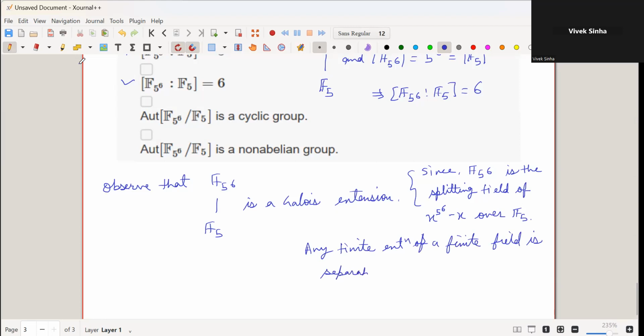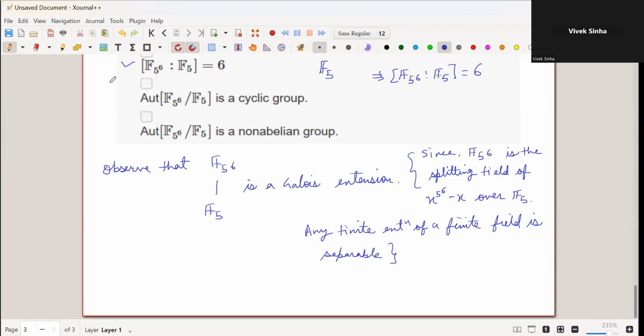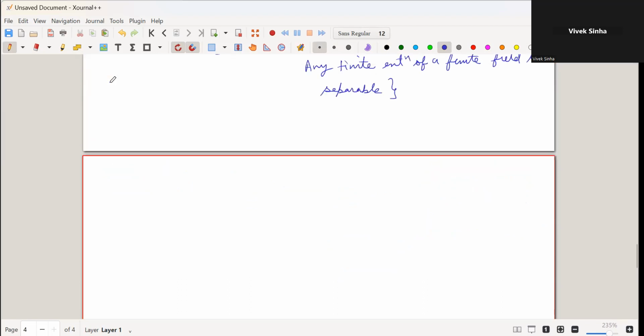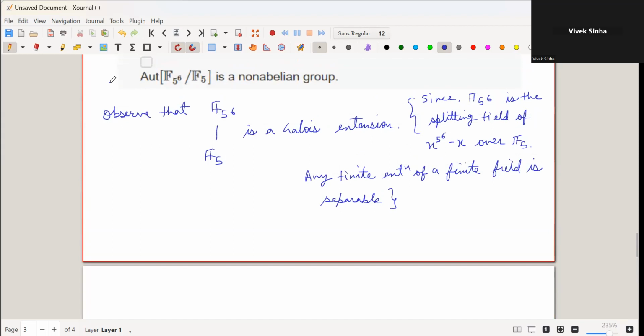So that something was there in the lecture notes. This is separable as well, and normal is already there, so it's a Galois extension. But we actually don't need that. I just want to emphasize that this is a Galois extension for a revision kind of thing. Although this is not needed, it is just a bonus.